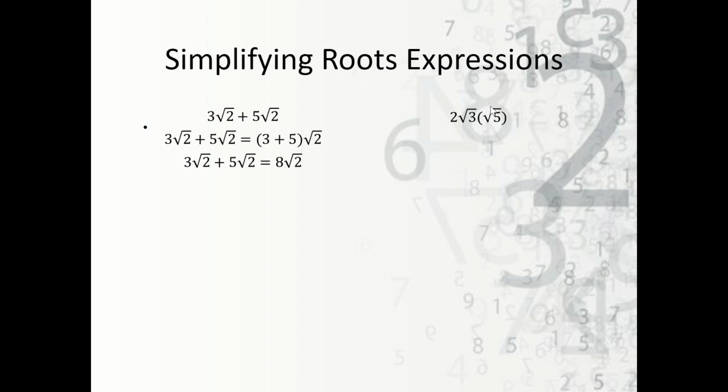Now when we multiply, we multiply the coefficients and then multiply the roots. So in this case, we have 2 times 1 in reality, because this is 1 square root of 5. 2 times 1 is 2. And square root of 3 times square root of 5. So we end up with 2 square root of 3 times 5. And 3 times 5 is 15. So it's 2 square root of 15.